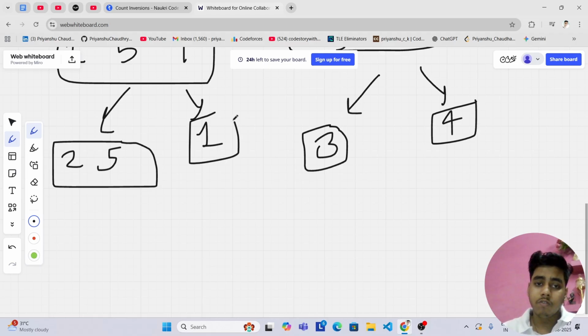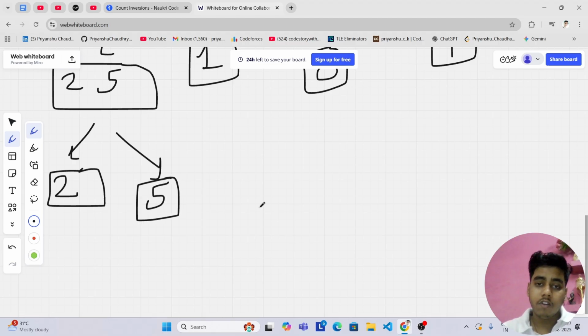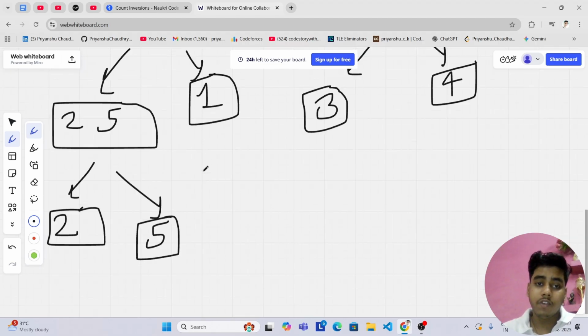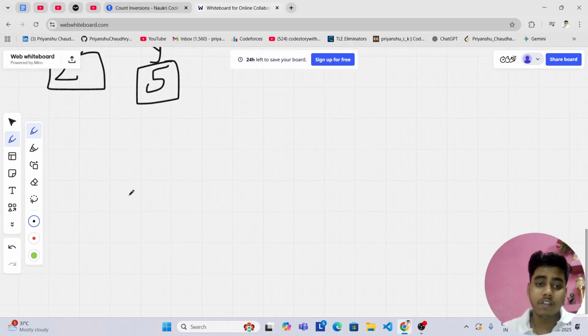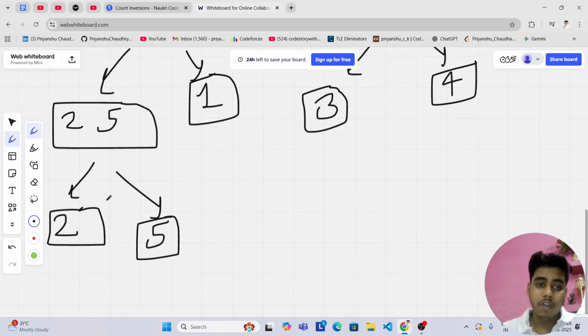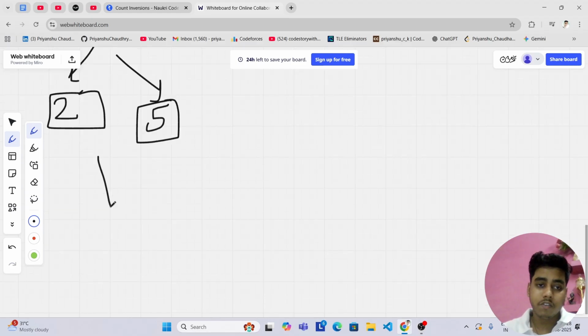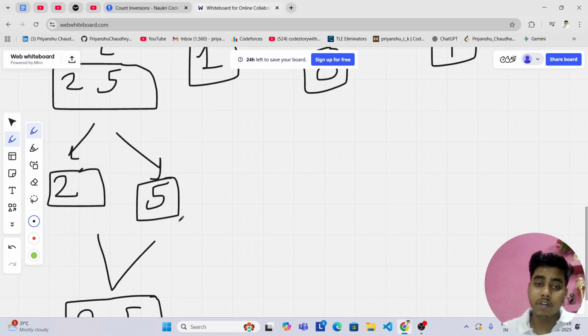Alright, so let me fully divide it, 2 and 5. Now what we do in merge sort, we divide it, and when we reach the base case, we start merging. Now we merge it, so this 2 and 5, after sorting, it starts merging, not normal merging, it merges in such a way that it becomes sorted.